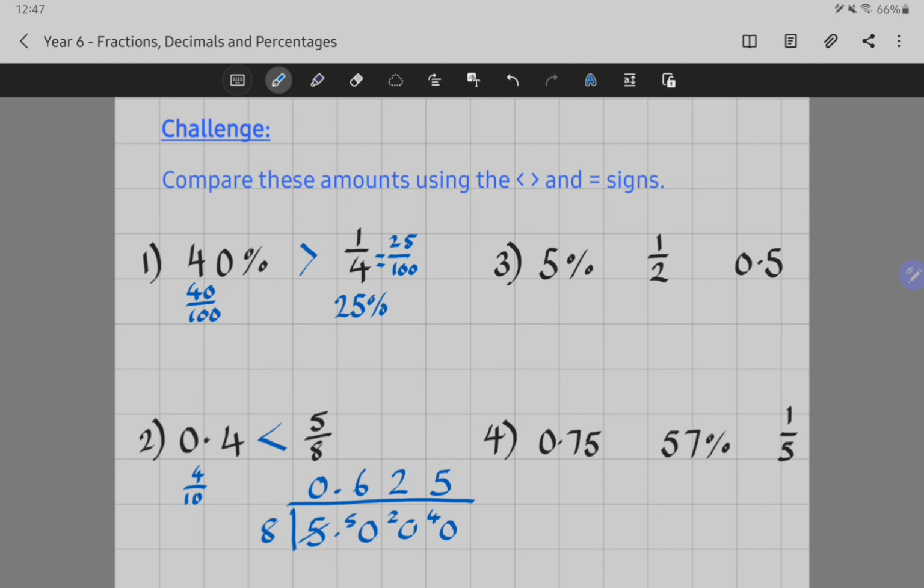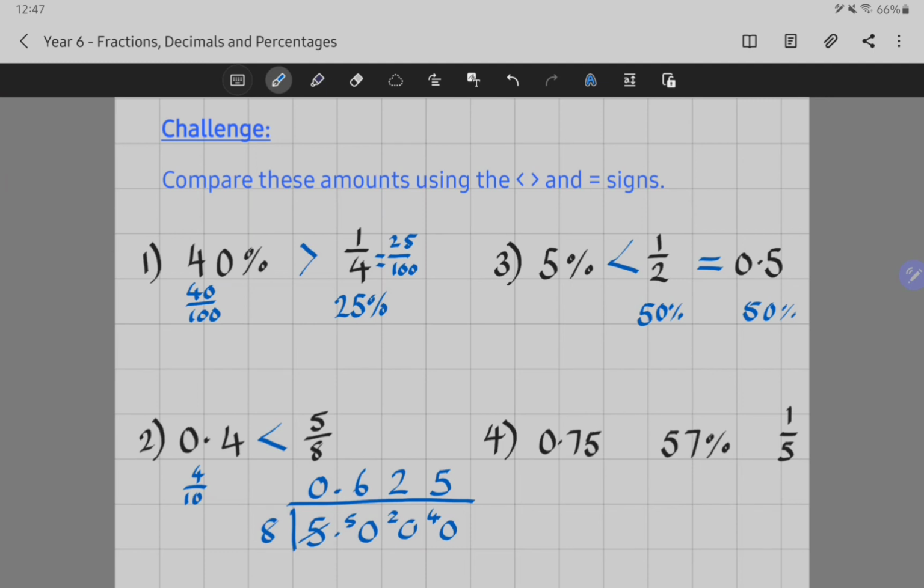Now, for number 3 and number 4, you'll see that I've got 3 different amounts to compare. So I'm going to need 2 symbols. So 5%, a half, and 0.5. Now, straight away, I recognise one of these important ones that I need to remember. I know that a half is worth 50%. And I also know that 0.5 is worth 50%. So they're equal to one another. I know 50% is much larger than 5%, so I need the correct symbol.